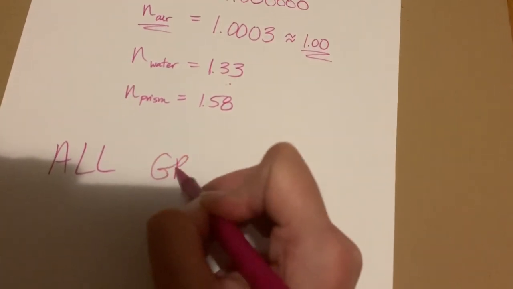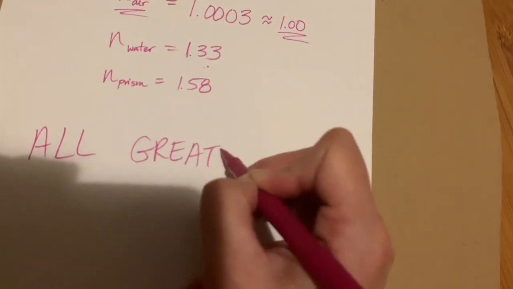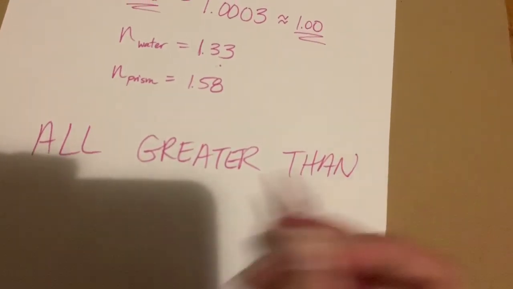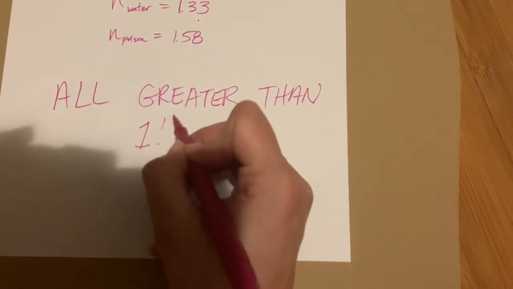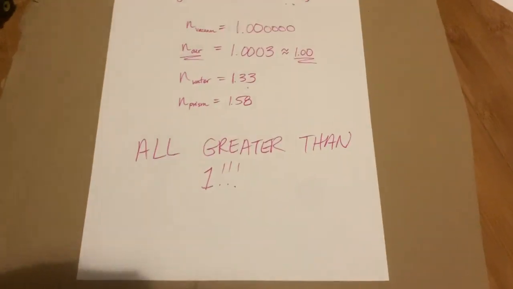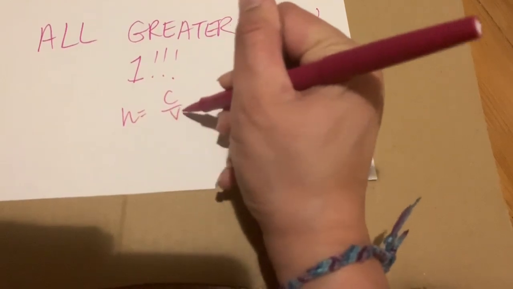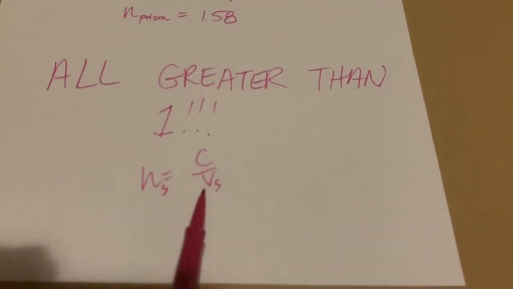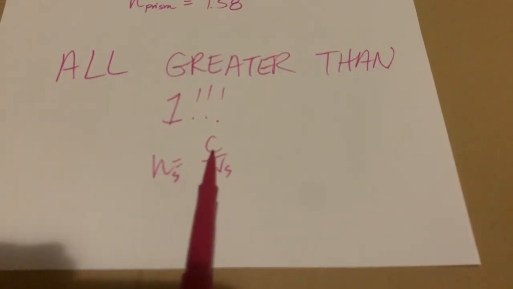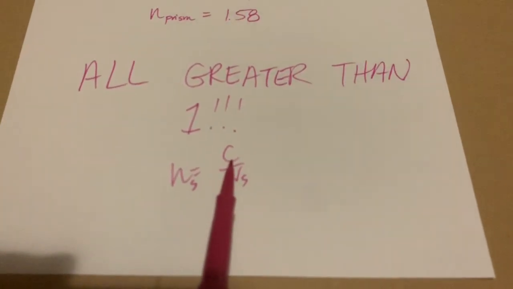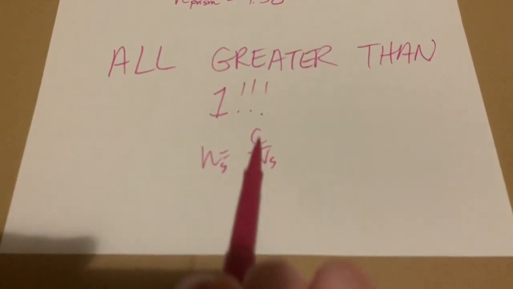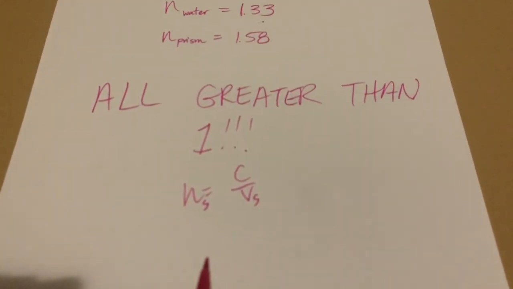Now, one thing to also note about all these numbers, all are greater than 1. And that's because with that ratio, right? So n equals c over v_s. v_s is always going to be smaller than c. c is the fastest that light can go. c is the speed of light in a vacuum. So this is always going to be smaller, therefore this will always be greater than 1.